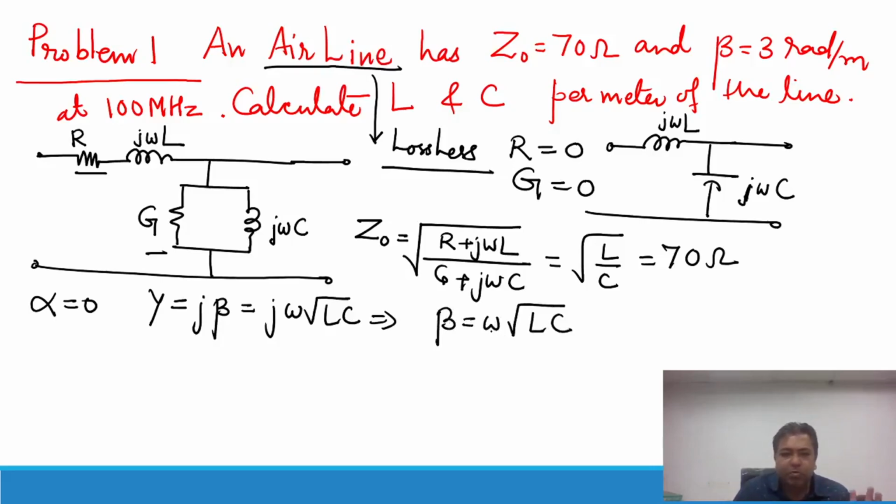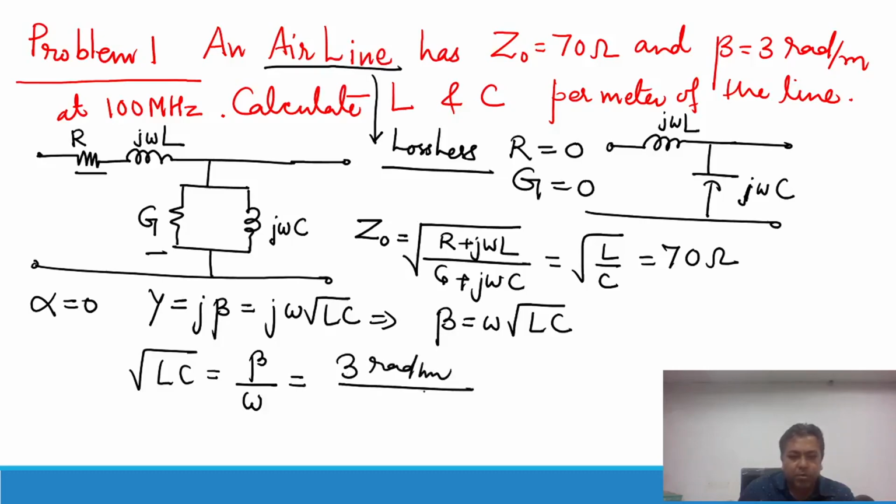Now beta is given to us, omega frequency is also with us, and root LC we can find from here. So we will have the equation: under root LC is equal to beta by omega. And what is beta? Beta is the phase constant, 3 radian per meter, which is given to us. And omega is 2 pi f. What is the frequency here? 100 megahertz, means 100 into 10 to the power 6. And I can better write this expression as 3 into 2 pi into 10 to the power 8.